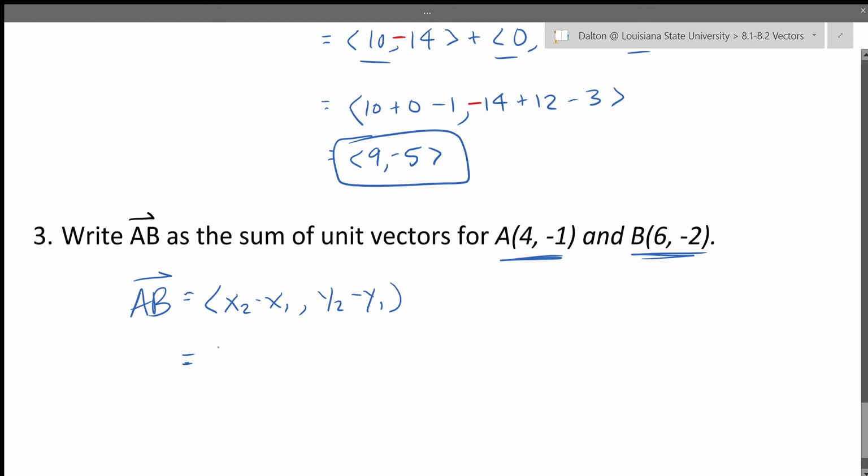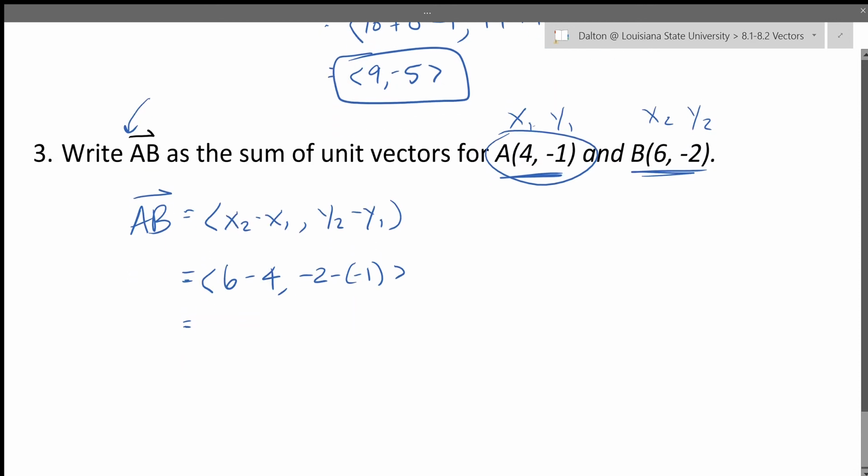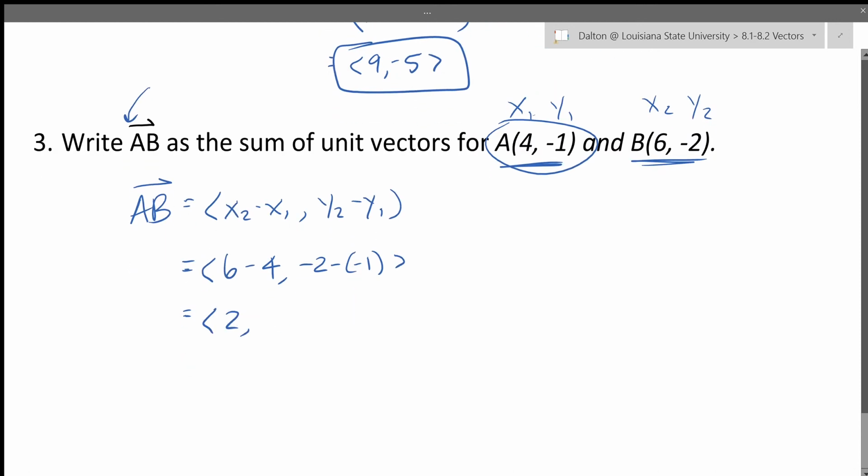All right. So then X2 minus X1. Again, you want to do direction. Since A is our initial point, we want to call this X1, Y1, and then B will be X2, Y2. So X2 will be 6 minus 4, and then that'll be negative 2 minus negative 1. So then 6 minus 4 is 2. Negative 2 minus negative 1 will change to plus a positive, and that'll be negative 1. Okay, so this is vector AB, just as what we represent it by.